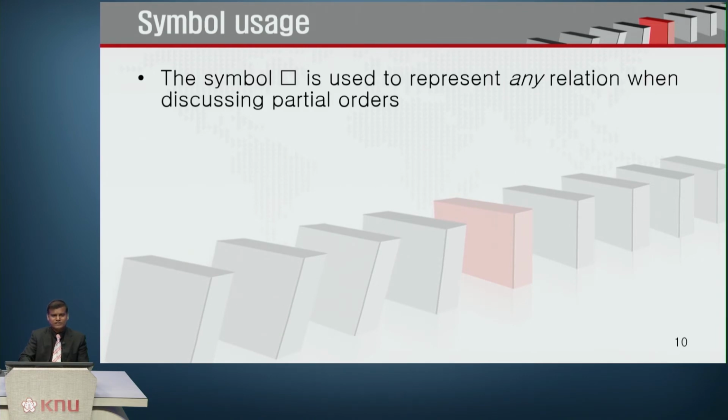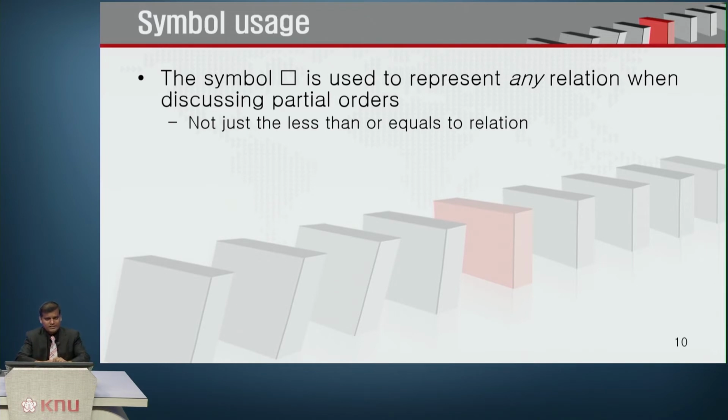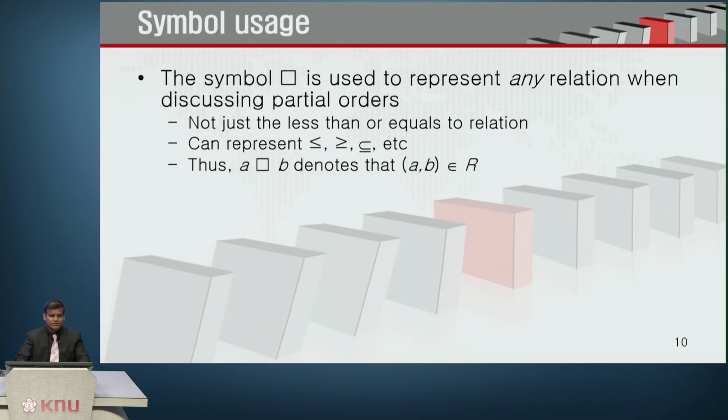Symbols. Let us use some symbols and perform some more relational operations. The symbol square is used to represent any relation when discussing partial orders, not just the less than or equal to relation. So you can represent less than or equal to, greater than or equal to, or subset, etc. Any symbols can represent certain relations that we talk about.